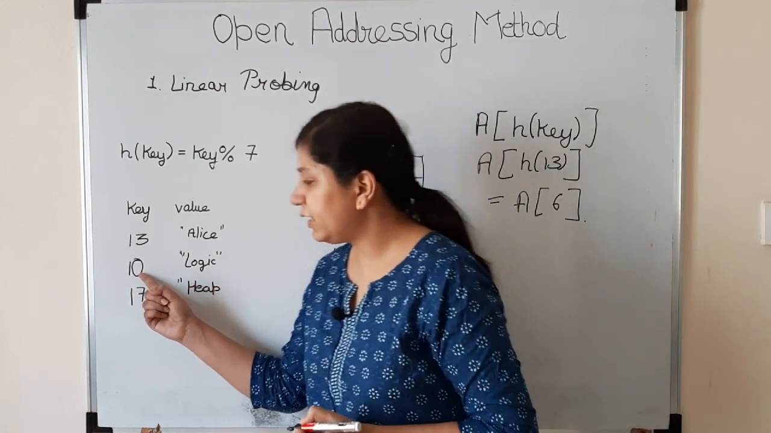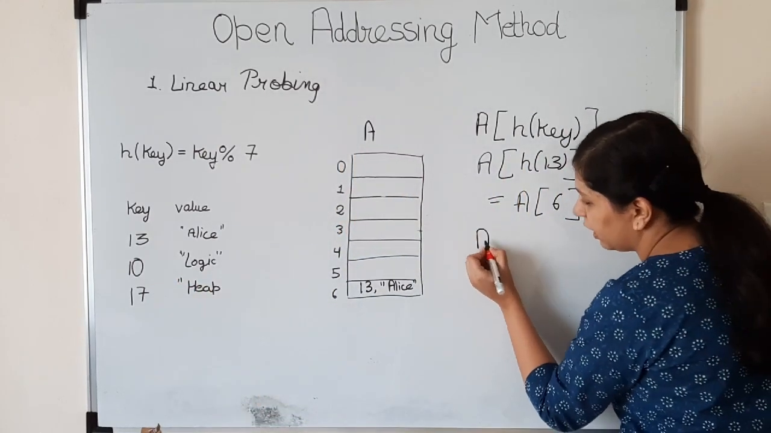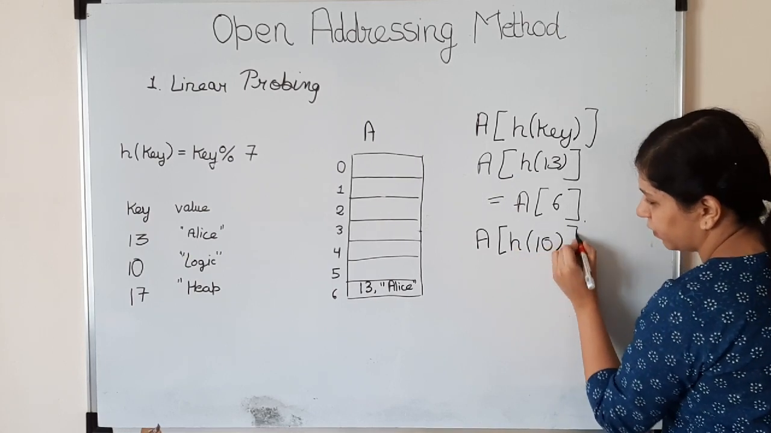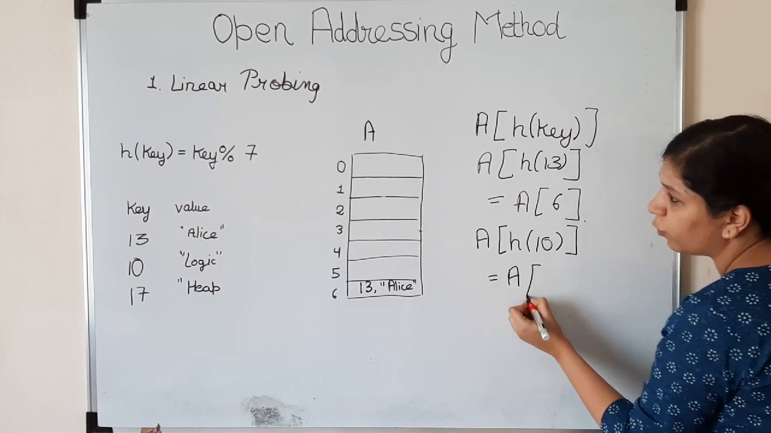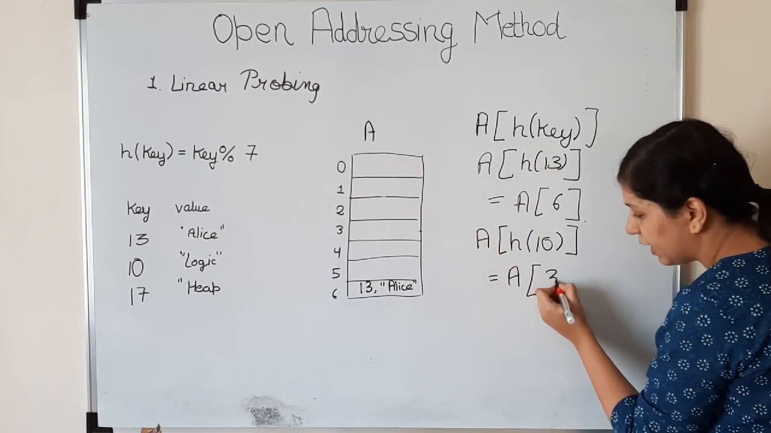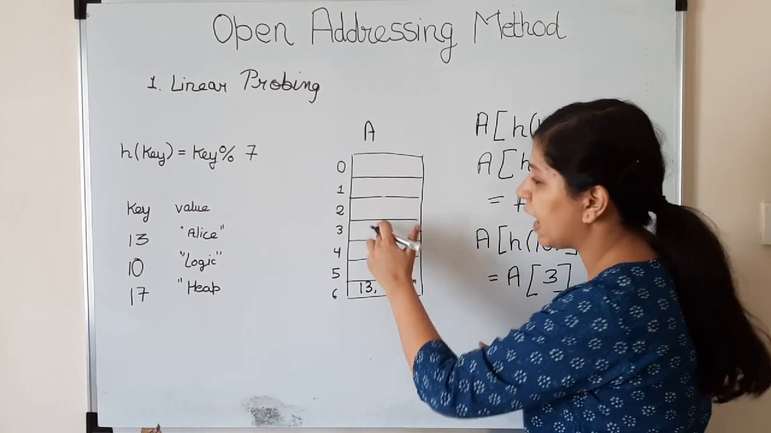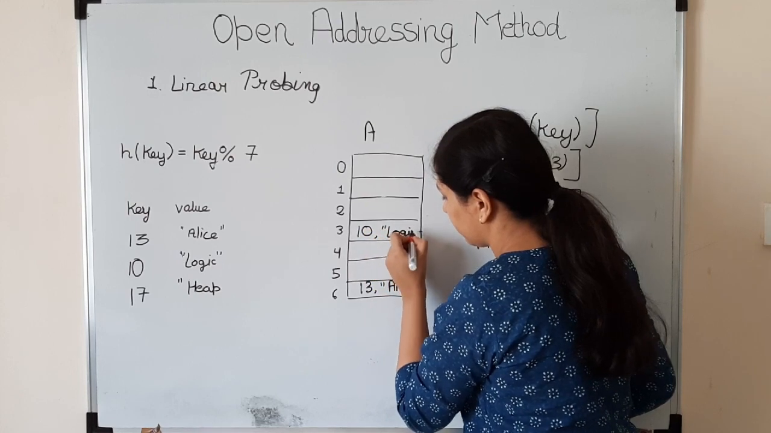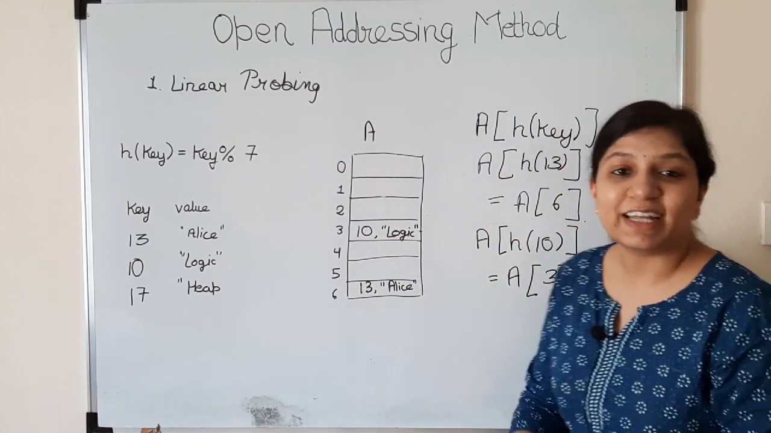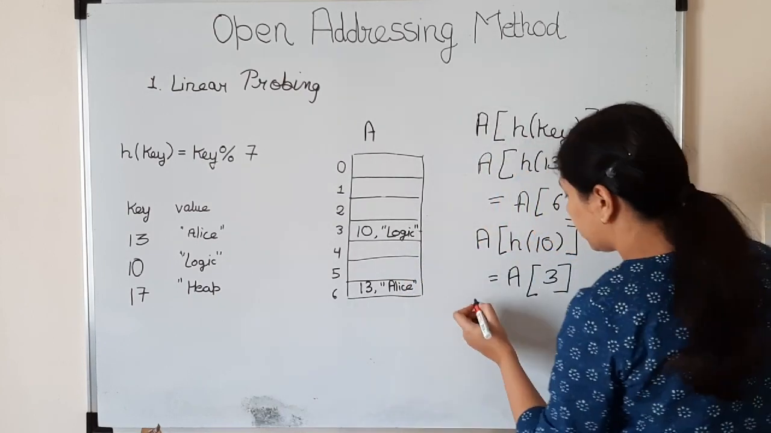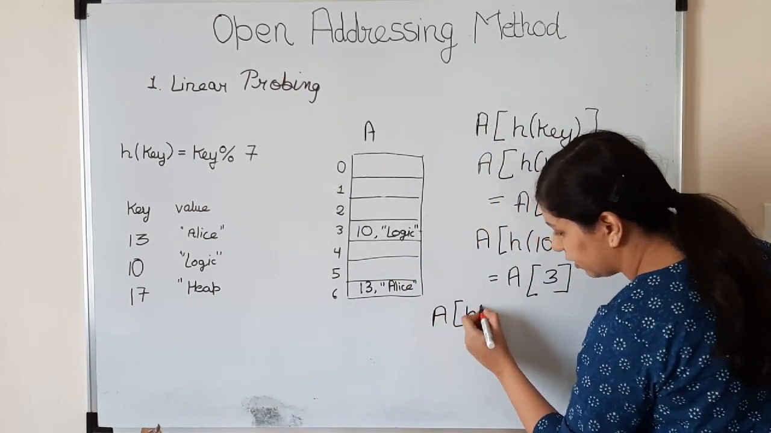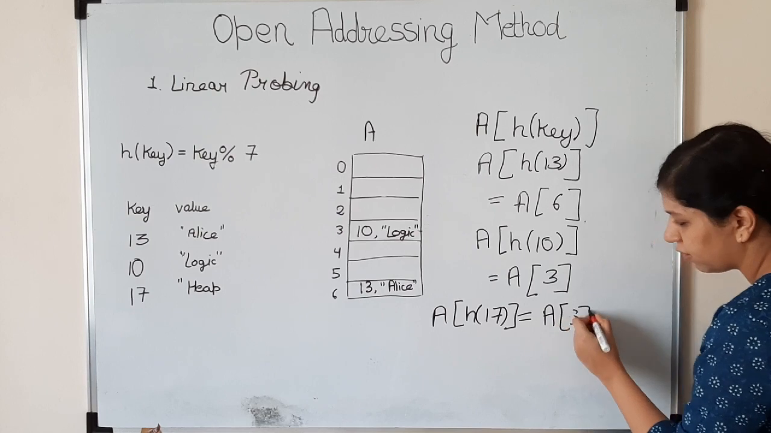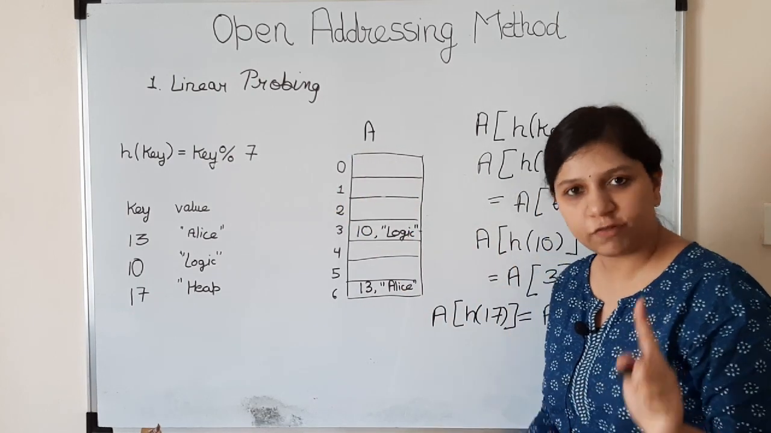Next is 10 logic. Again you will go to A of H of key, this time key is 10. So it is going to give me 10 modulo 7, which is 3. So you go at A3 and here you put the key value pair 10 logic. Now comes 17 heap. There's a collision, right? Because H of 17, how much is it? 17 modulo 7 is going to give you 3.